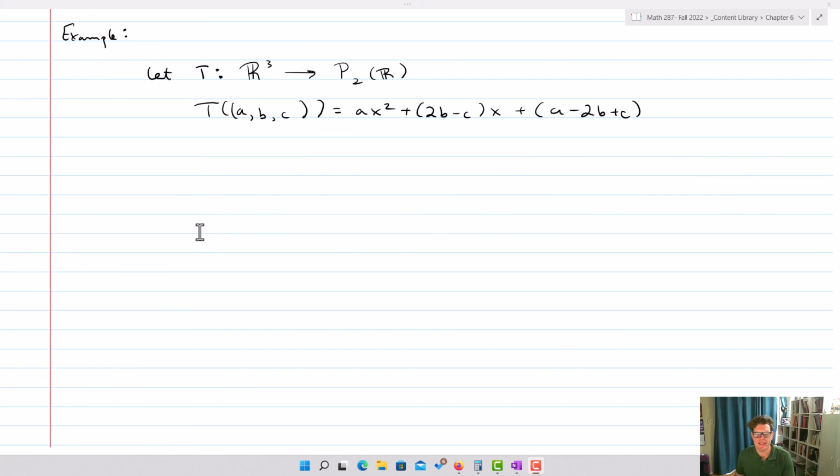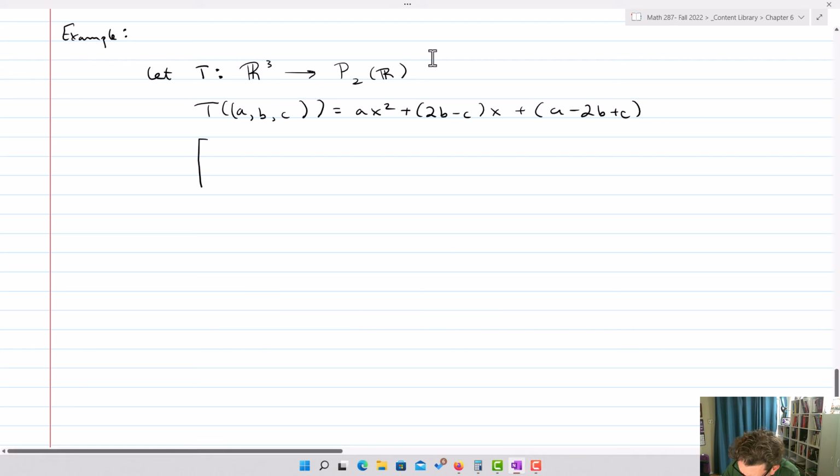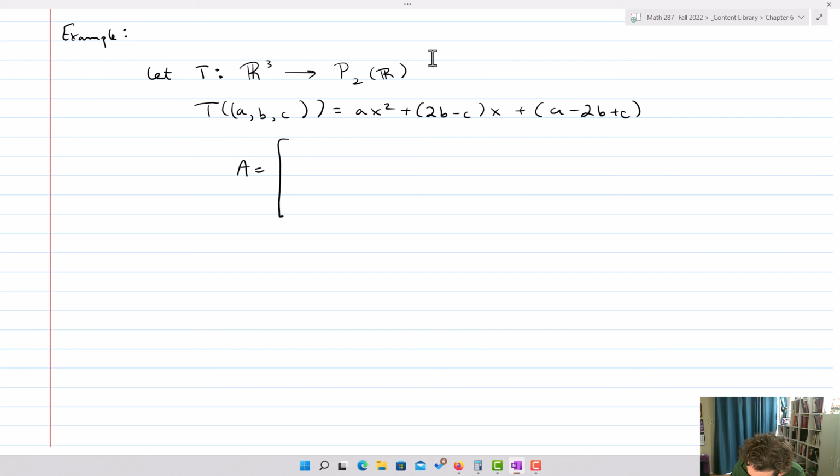So let's take a look at this example. We're going to go from R3 into P2R. So this matrix is going to be 3 by 3. And the reason why it's 3 by 3 is that the dimension of R3 is 3, and the dimension of P2R is 3. So hence 3 by 3. Our input space is three-dimensional. Our output space is three-dimensional. So I'm going to end up with my A here equal to some 3 by 3 matrix.